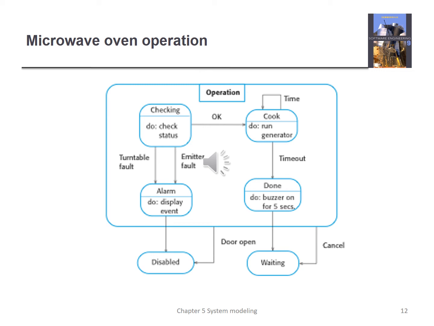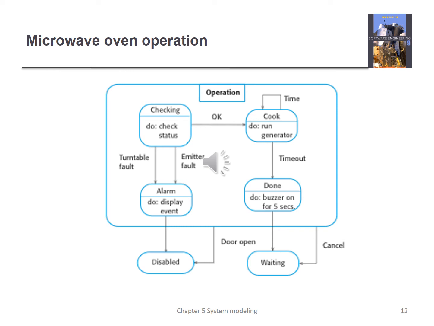If somebody opens the microwave while it is running, it will go right away to disable. It will stop. But if you leave it until it is done and you hit cancel twice or one time, depending on the design of the microwave, it will go to the waiting state. There are 4 states here. Check the status. If there is a turntable fault, or an emitter fault, any fault that happens there, the alarm goes off and then it goes to disable.